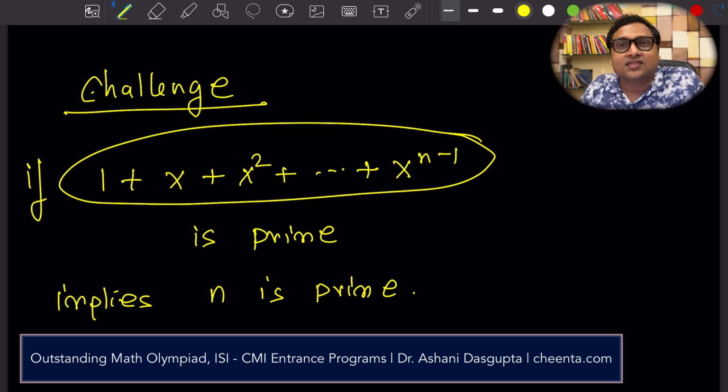One of the reasons Cheenta students do so well in Mathematical Olympiads. Last year we had 10 out of 78 INMO awardees from Cheenta. So the reason we do so well is because we are super focused on this entire beautiful problem solving process. I hope you will be focused as well.